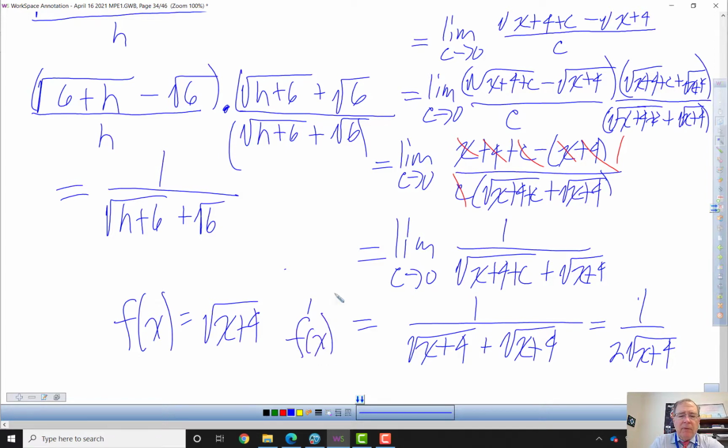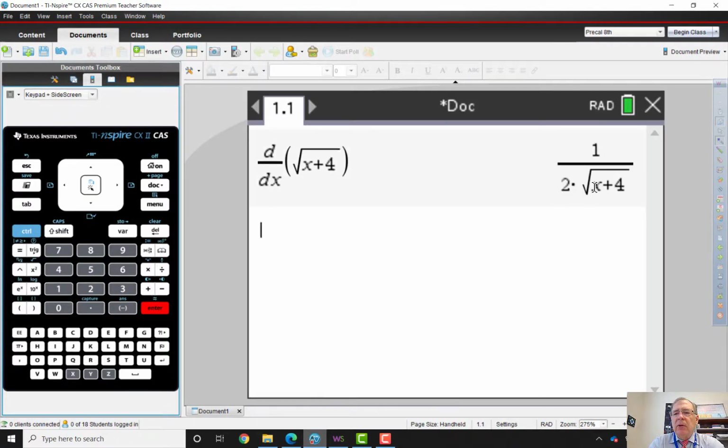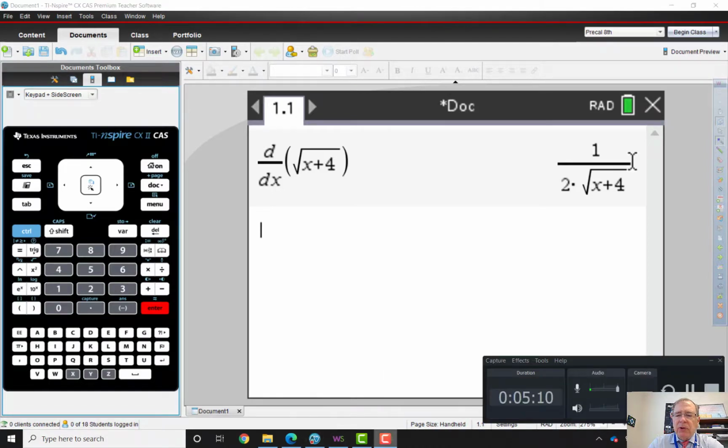And if you want to verify this in the calculator, we can do that. Shift minus to get a derivative, put in an x, tab, then square root of x plus 4, so 1 over 2 times the square root of x plus 4. And that concludes this video.